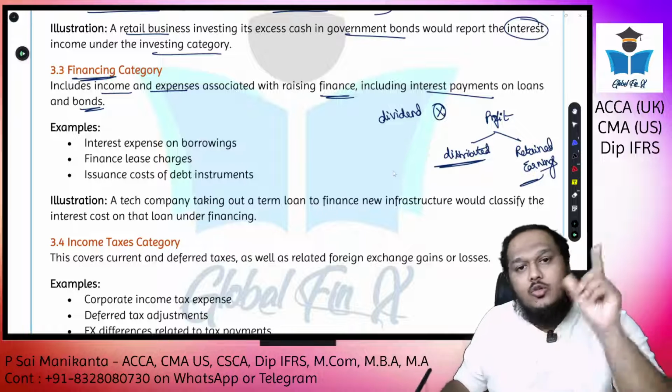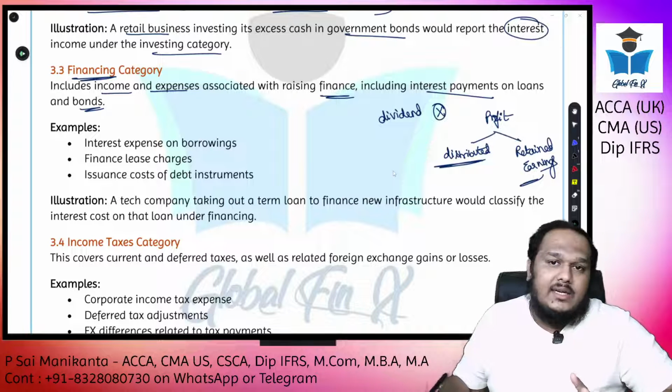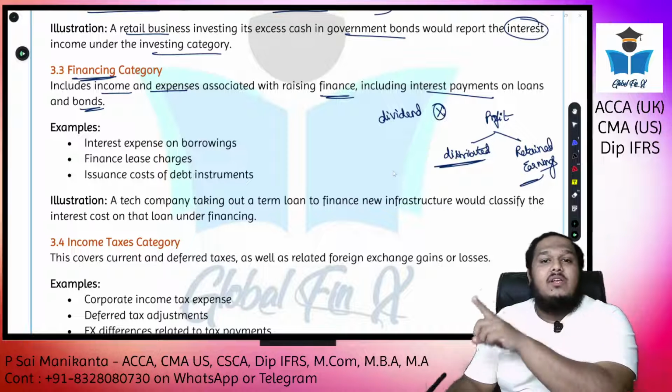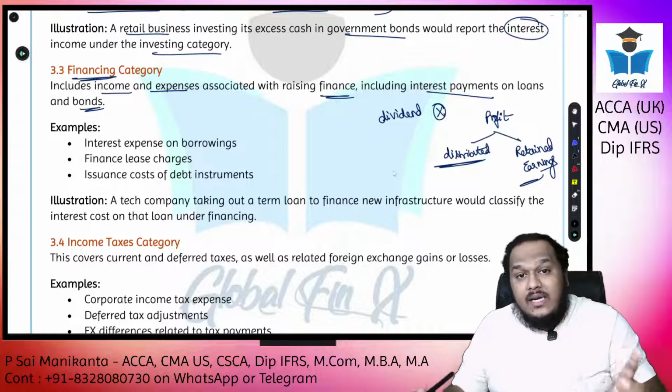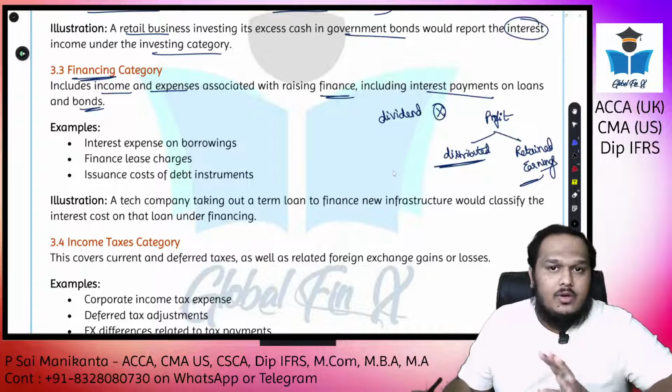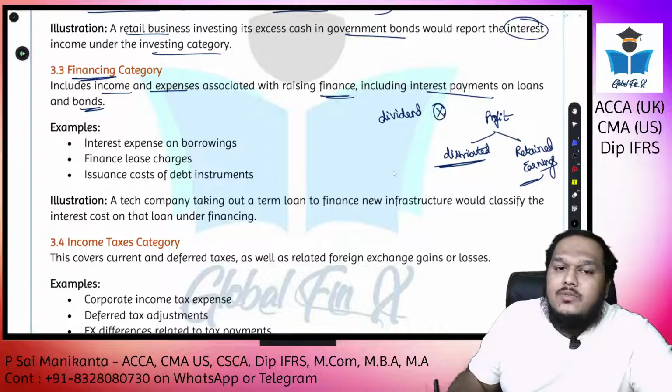And in the P&L, you will show dividends paid under the financing category. No. In cash flows, dividends paid will be outflows. But in the P&L, dividend paid is not shown. It is not an expenditure. Okay. So what else will be there in financing?